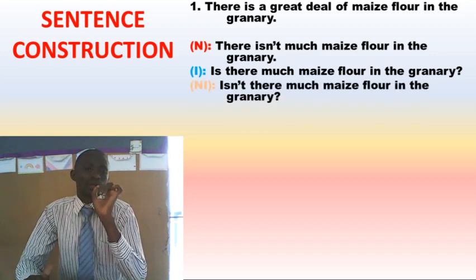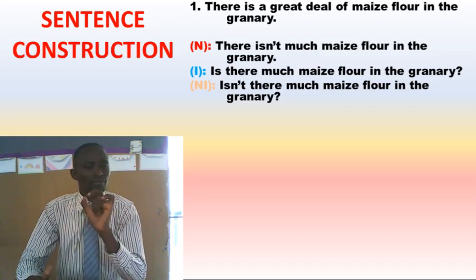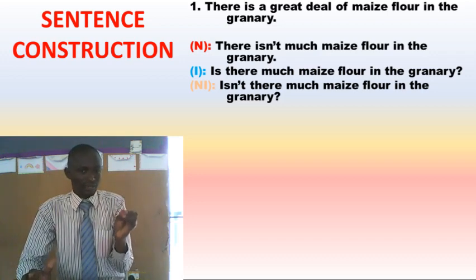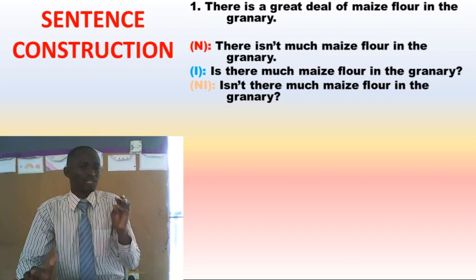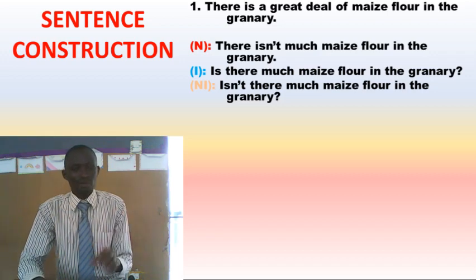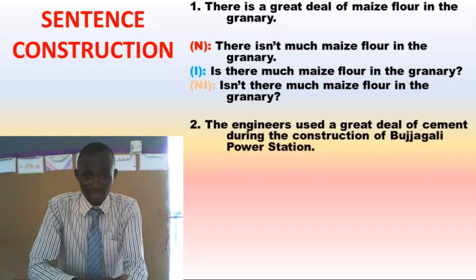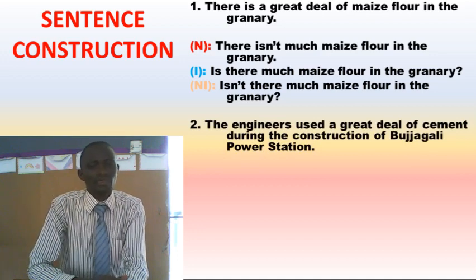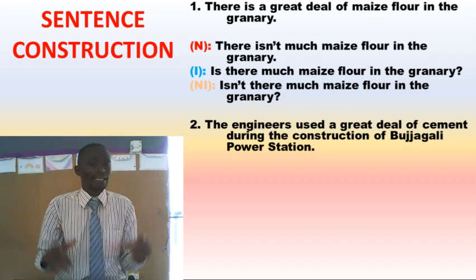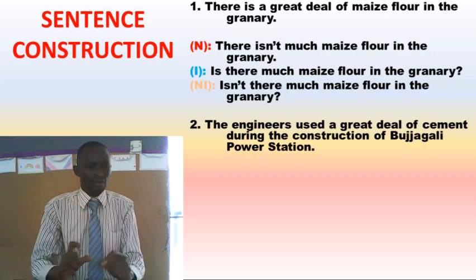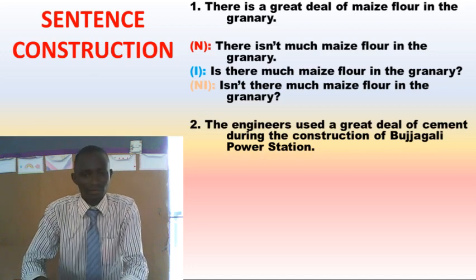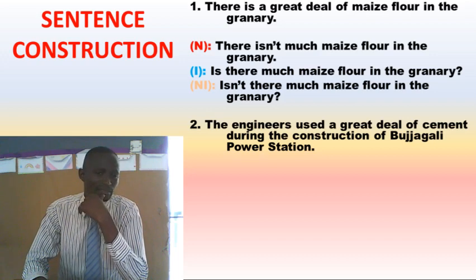Our emphasis is learning how to use a great deal of, and how we change a great deal of to much, under what context. Yes, a great deal of, positively, then much, negatively, with uncountable nouns. That is what you're supposed to take as a learning point. Then the next number says, the engineers used a great deal of cement during the construction of Bujagali Power Station. This is an affirmative sentence. We are affirming that they used a great deal of. That is how to use the structure, a great deal of.